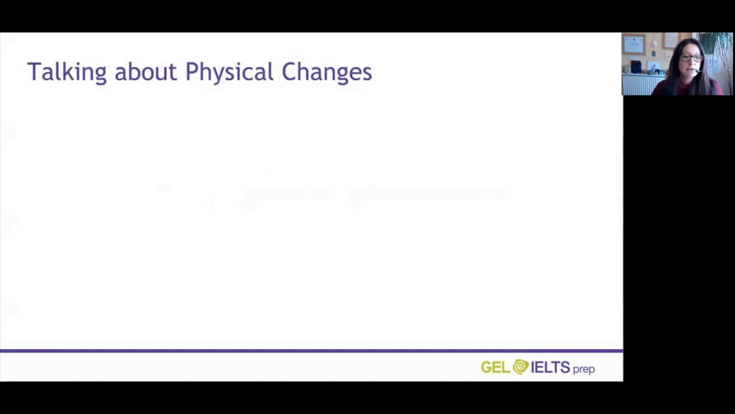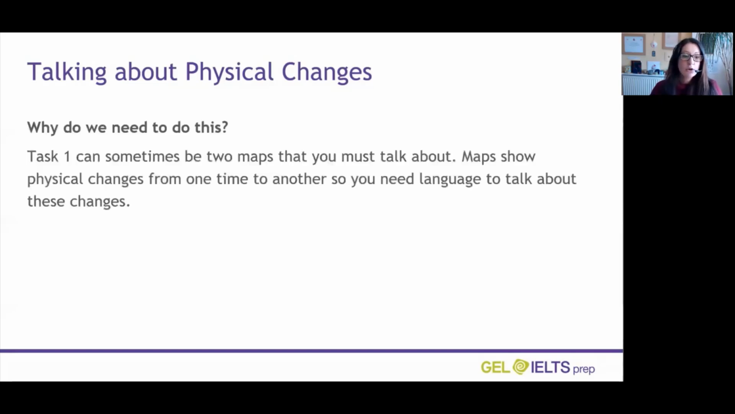So, talking about physical changes when we are describing a map. Why do we need to do this? Well, task 1 can sometimes be 2 maps. You have 2 maps and you have to talk about both of them and compare them. Now, maps show physical changes in a location from one time to another, so we need to make sure we've got the specific language that we need to talk about these changes. We're going to have a look at some examples of this in a moment.